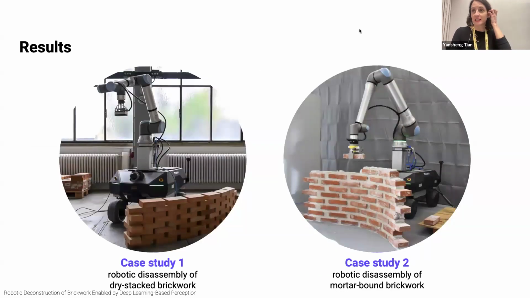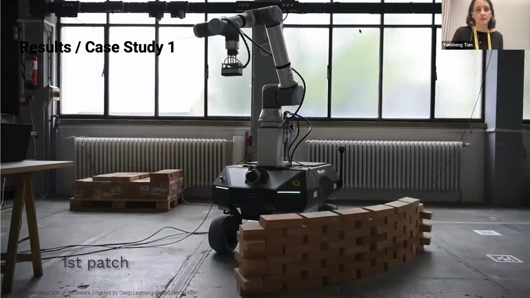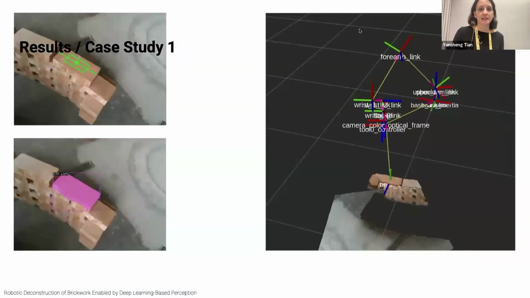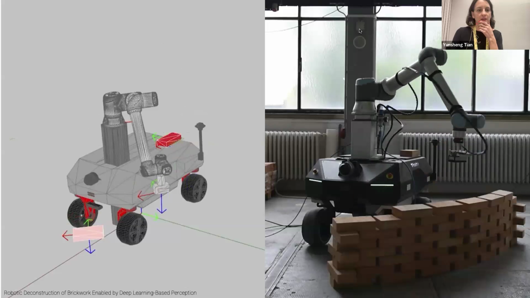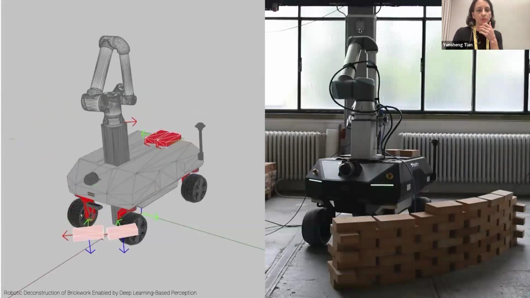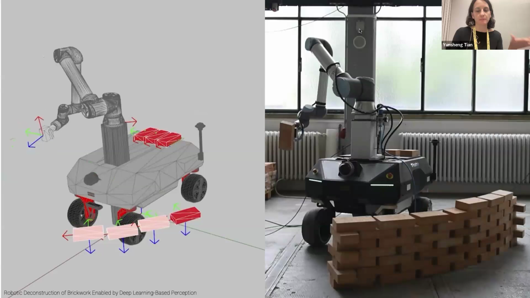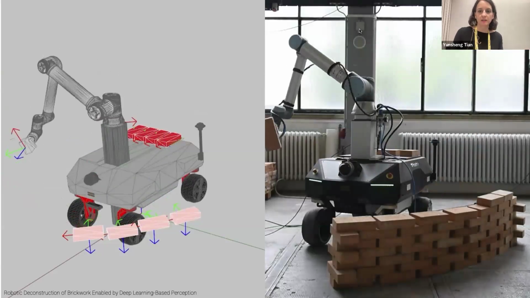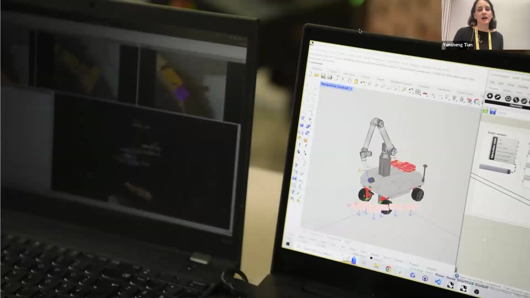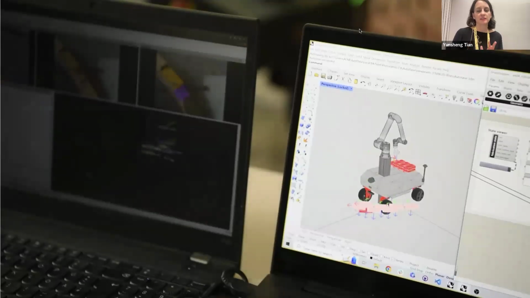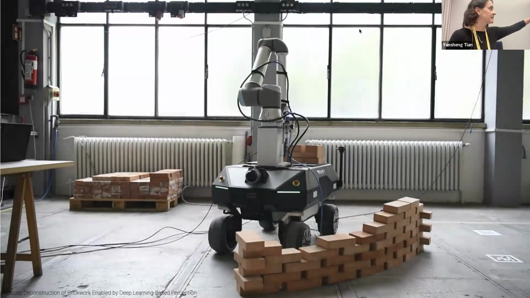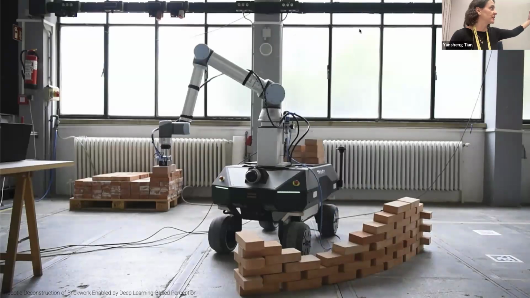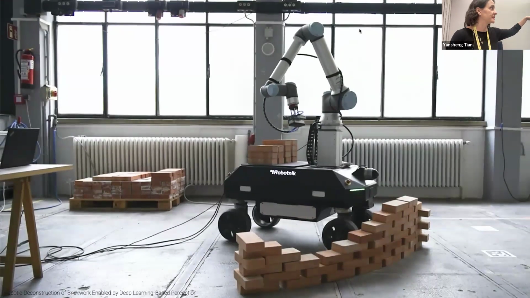So I can give some results on this kind of methodology. The first one is where we had the dry stacked brickwork. You can see here how the single bricks are obtained, and then how the motion is planned to put them back into a storage at the backpack of the robot. And how, without any prior knowledge, this brick wall can be disassembled. In this case, all the bricks in reach are disassembled.